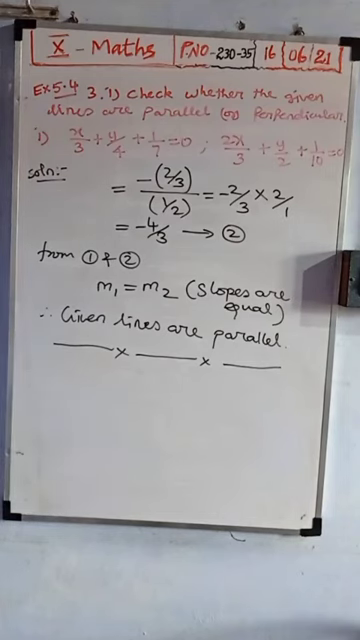In the same way, for the second point, you will get m1 and m2, but you multiply m1 into m2 and see: if we get minus 1, then the given lines are perpendicular. Here the slopes came out equal, so those lines are parallel. But in the second point, you multiply the slopes and see that the answer is minus 1, so those lines are perpendicular. Okay, that's all.